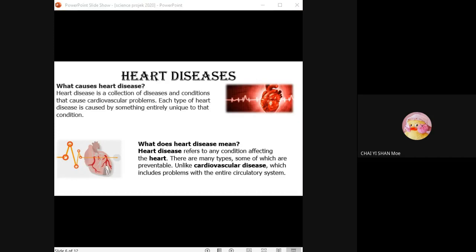Heart disease. What causes heart disease? Heart disease is a collection of diseases and conditions that cause cardiovascular problems. Each type of heart disease is caused by something entirely unique to that condition. What does heart disease mean? Heart disease refers to any condition affecting the heart. There are many types, some of which are preventable, unlike cardiovascular disease, which includes problems with the entire circulatory system.